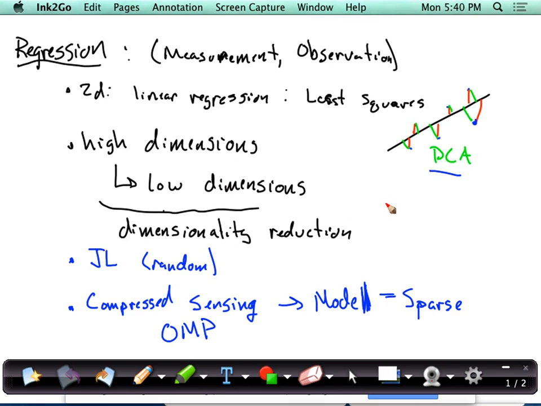So PCA ignores units. It treats all the units of all of your dimensions as being the same. So if each data point is like a stock price, so they're all dollars, then this is fine. If they're all temperatures, this is fine.